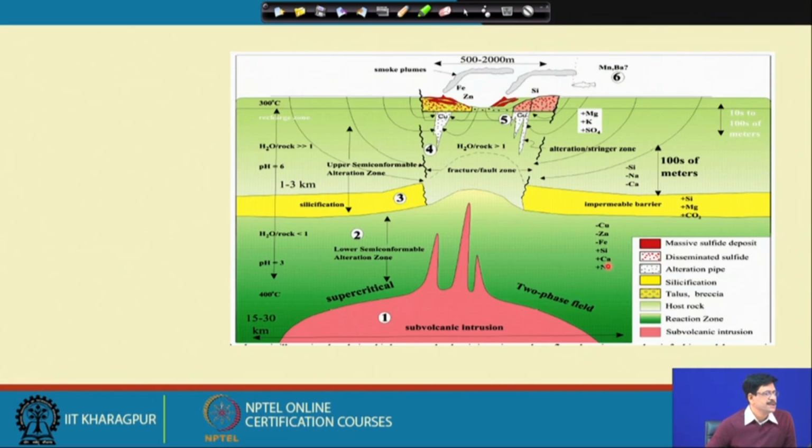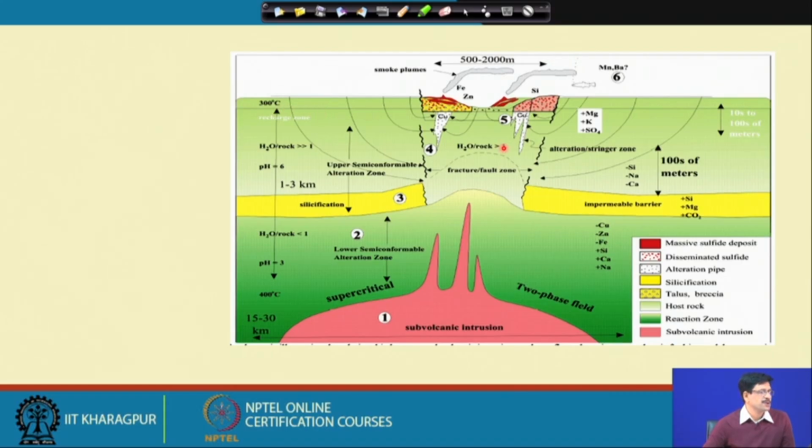So, essentially the zones shown over here are the depositional sites of the sulphides. Now, what we see here is a large scale hydrothermal circulation, and this is the sea surface.